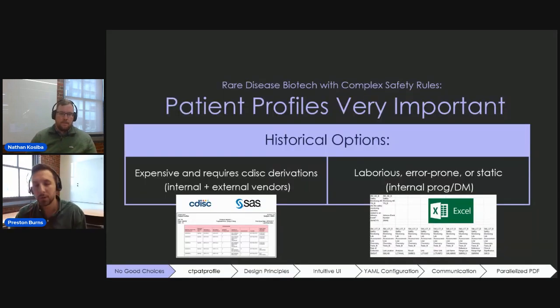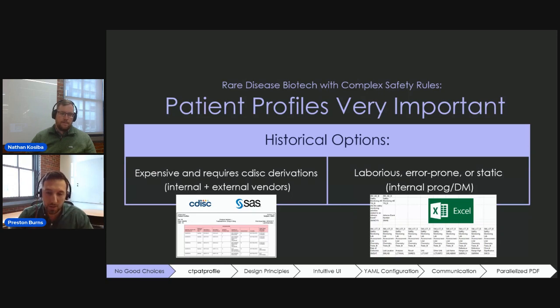So Sarepta is a rare disease biotech. We have an aggressive disease, and it ends up with a lot of studies that have complex safety rules. So temporary drug suspensions, nephrologist consults get triggered on all sorts of different labs and biomarkers, and it makes patient profiles really important.